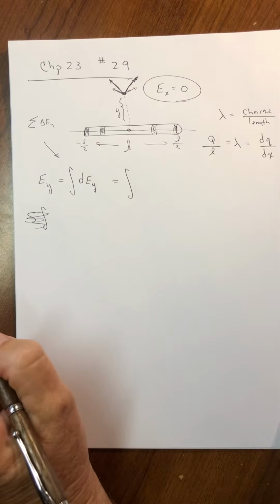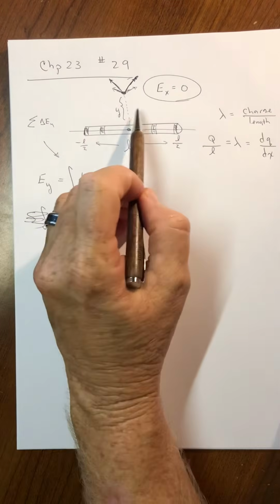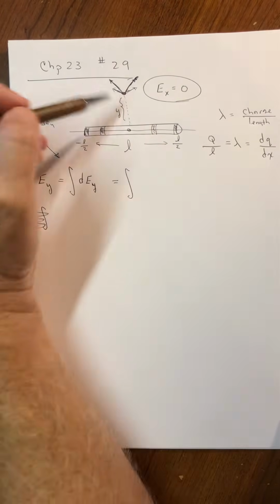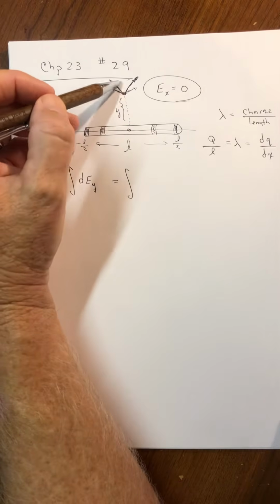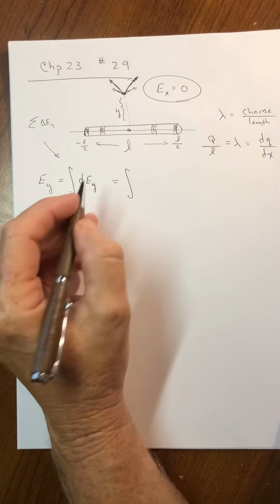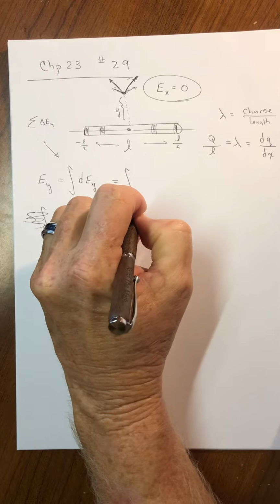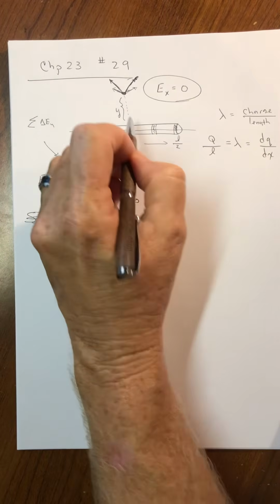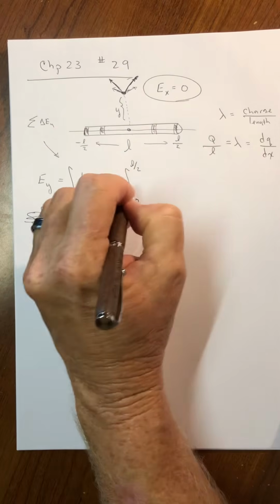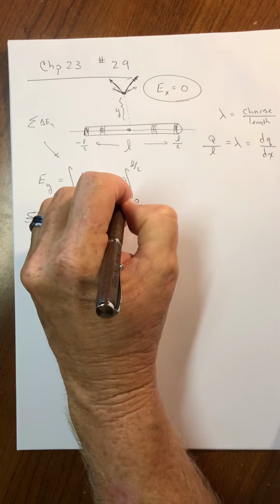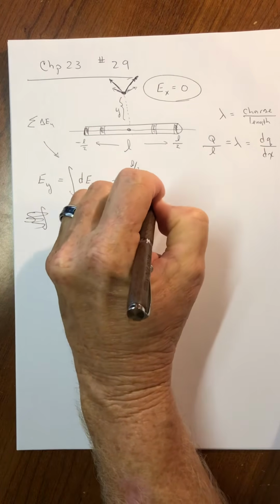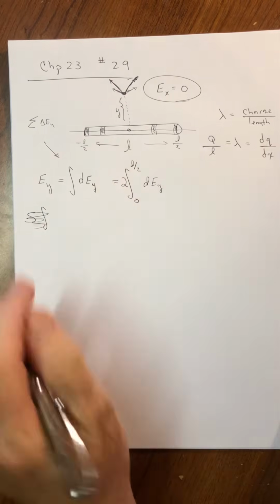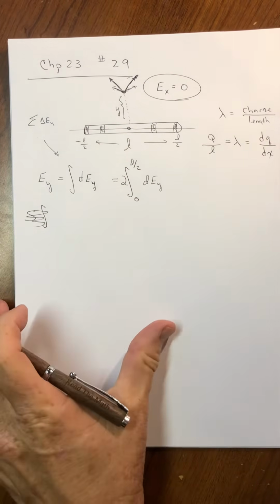But, as we argued before here, the vertical components of the symmetric twins are the same. So why don't I do this? Why don't I just add up from 0 to L over 2? And so here's 0 to L over 2, and double it. And so I'll put a 2 out in front, and then just add up all the vertical components. So that too might make it a little bit easier.